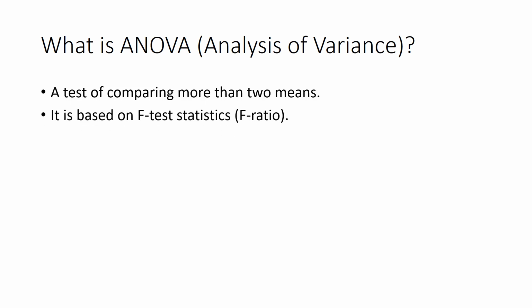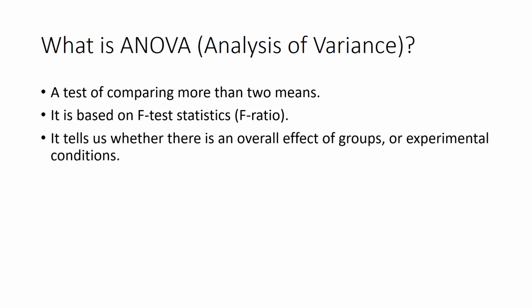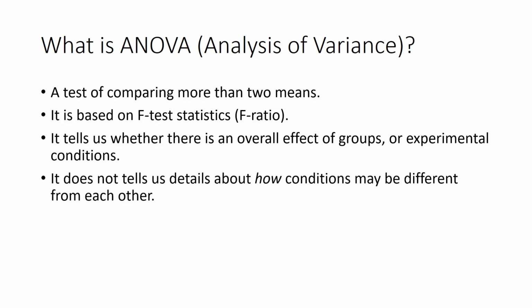ANOVA is based on the F-test statistics, or so-called F-ratio. F-test tells us whether there is an overall effect of groups or experimental conditions. One thing F-test does not tell us, however, is the details about how conditions may be different from each other.